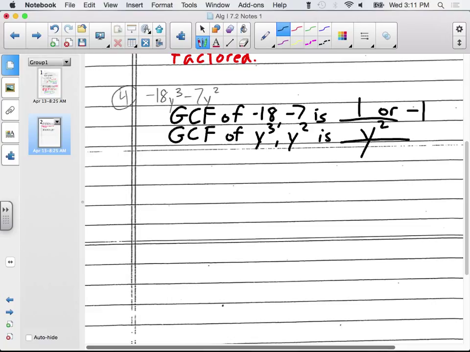So, next thing, what is the greatest common factor of the entire polynomial? It could be y squared, or let's go negative y squared. Which one do you guys want to use for the next part? Negative y squared, okay. Circling, because that's the one we're going to use.